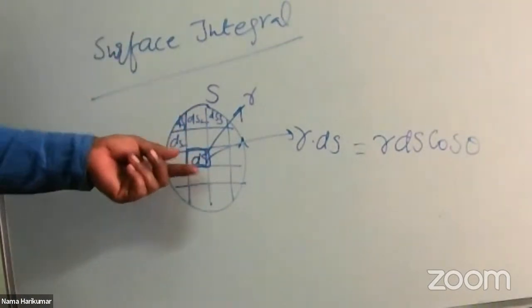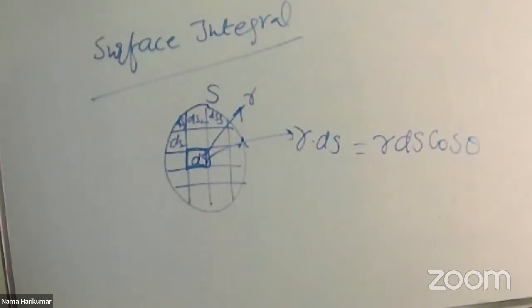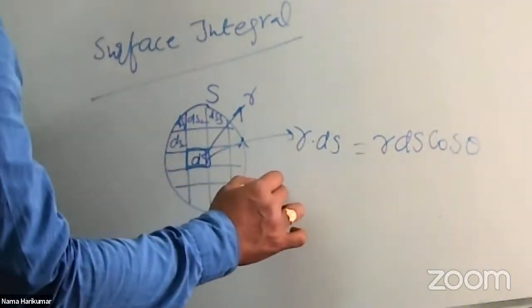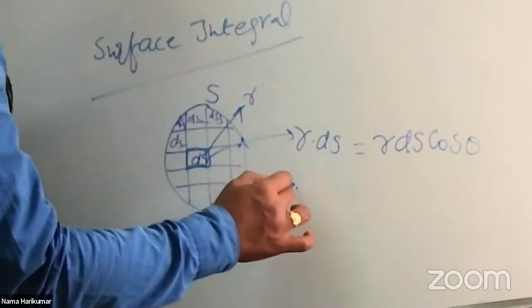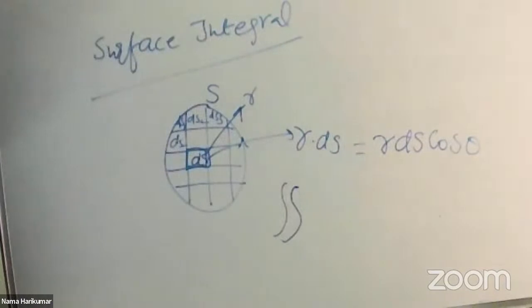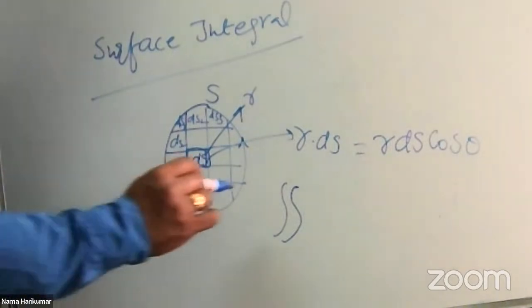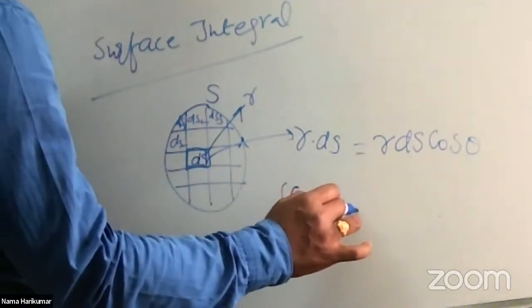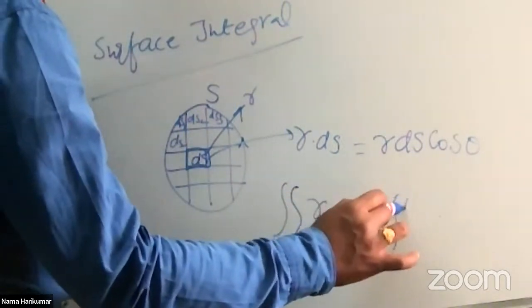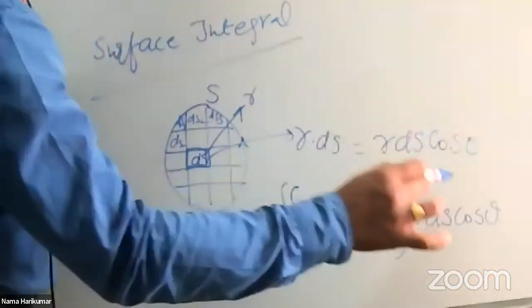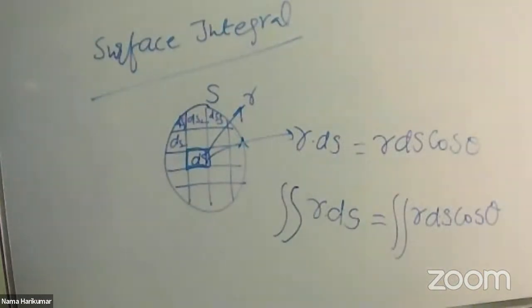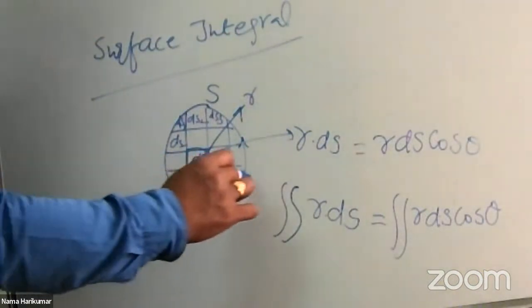Not only one particular value in the surface, a number of particular values are there, so we have to consider all of them. For this purpose, that is integration. How many dimensions? Two dimensions are there. So in this system we have to use two integrations, or double integration of r dot dS, or double integration of r dS cos theta. This is the surface integral equation.